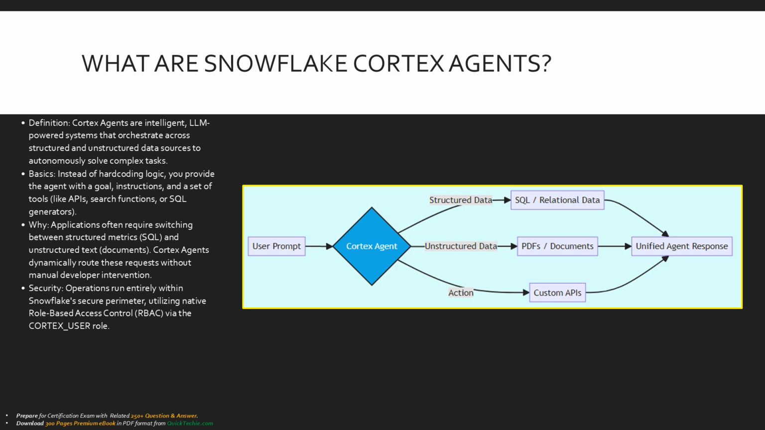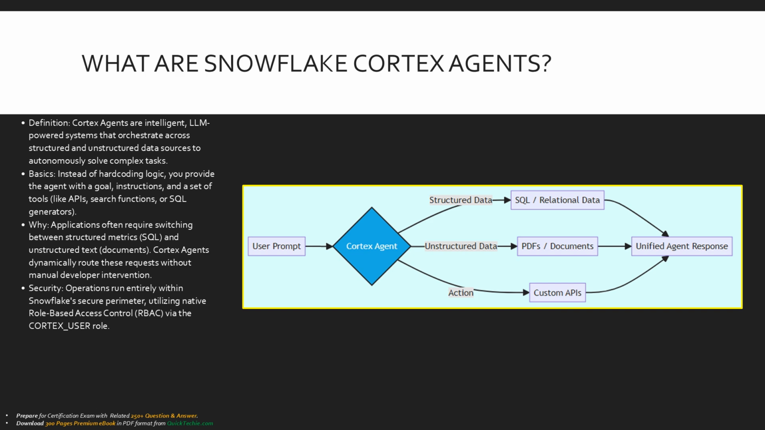Why is this critical? Because enterprise users rarely ask simple questions. They might ask for structured revenue metrics in one breath and unstructured contract details in the next. Cortex agents seamlessly bridge this gap, dynamically selecting the right tool for the job while ensuring all data processing stays securely within Snowflake's governance perimeter.